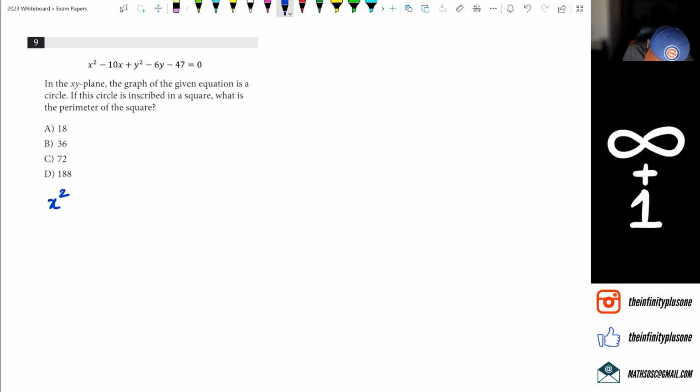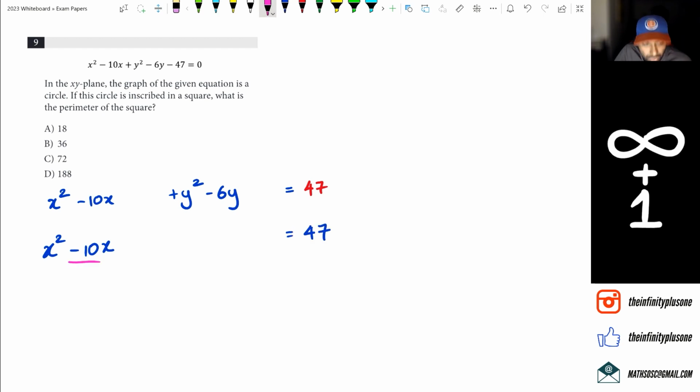So I'm going to start off here, x squared minus 10x plus y squared minus 6y. And what I'm going to do is move that 47 to the right hand side. Once I do that, with completing the square, remember that it is halving and then squaring the coefficient of x. So I'm just going to write all of this down first. Half of negative 10 is negative 5, and then negative 5 squared is equal to 25. So I'm going to add 25 on both sides.